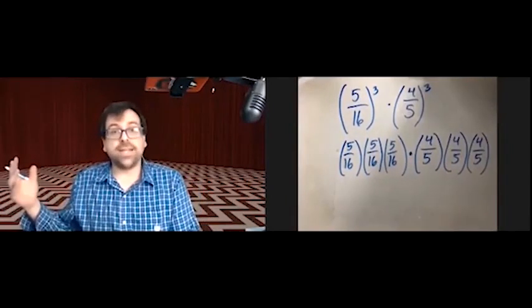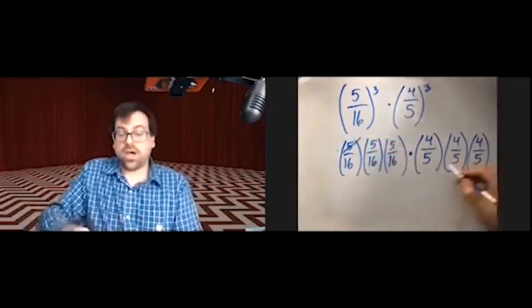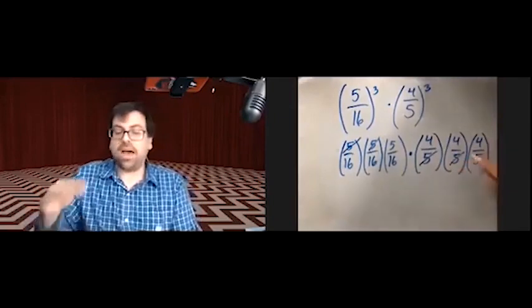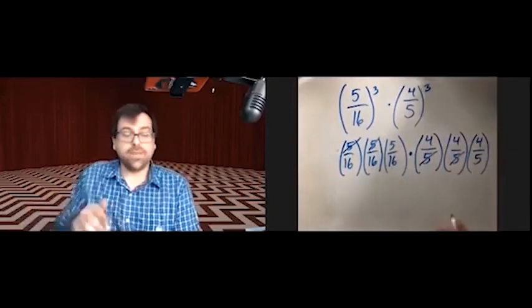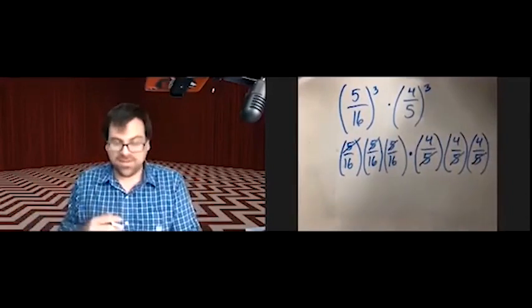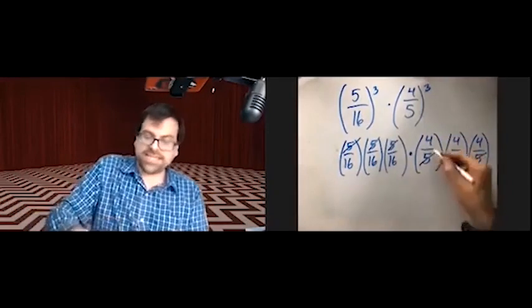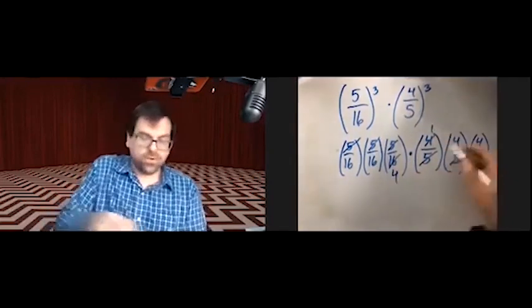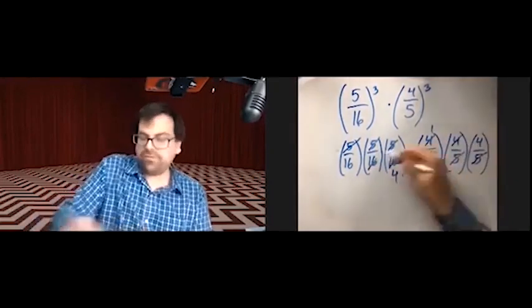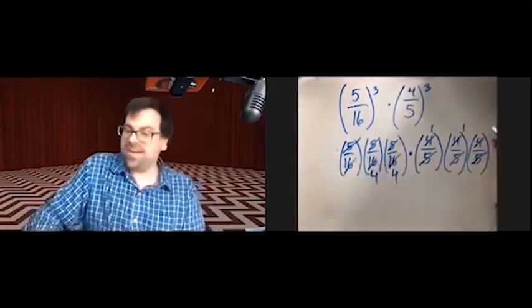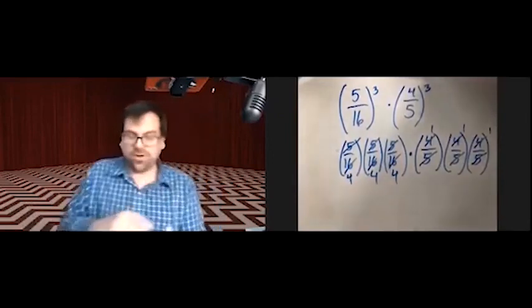Let's start canceling. 5 on the top with 5 on the bottom, gone. 5 on the top with 5 on the bottom, gone. 5 on the top with 5 on the bottom, gone. 4/16, divide them both by 4, that's 1/4. 4/16, divide them both by 4, that's 1/4. 4/16, divide them both by 4, that's 1/4.